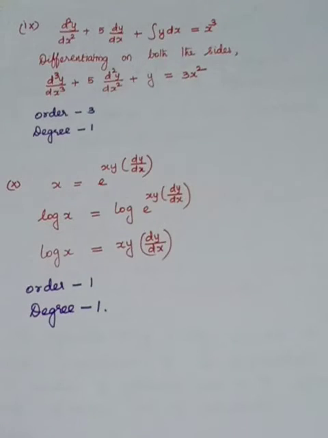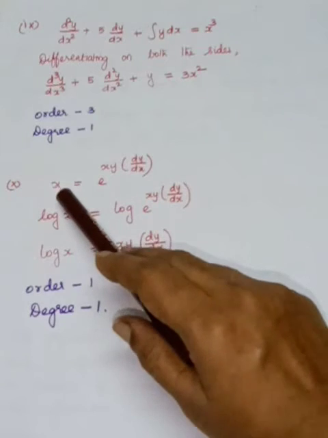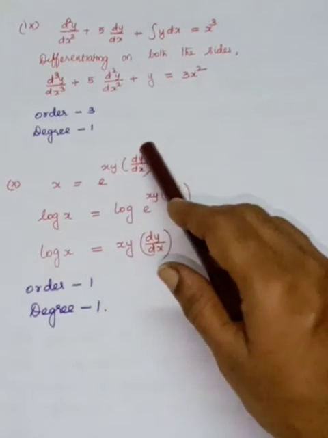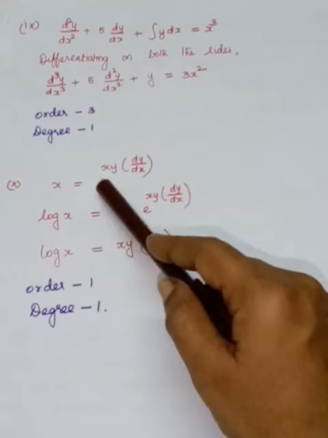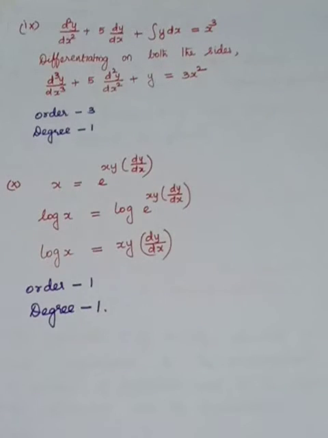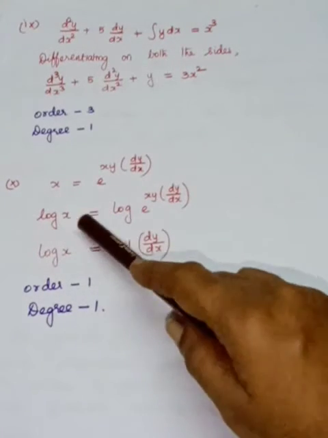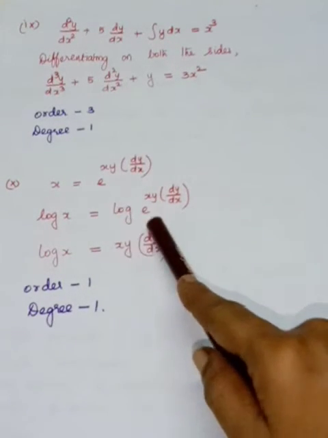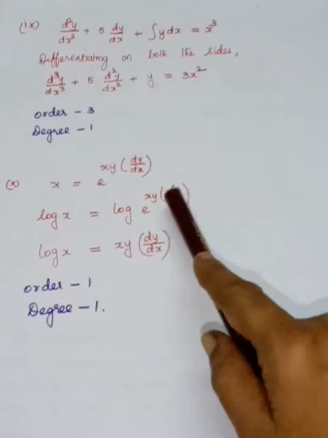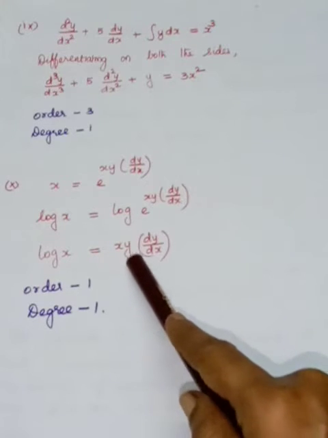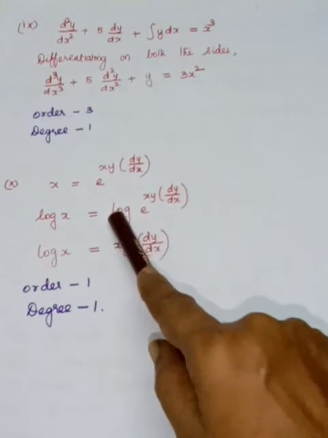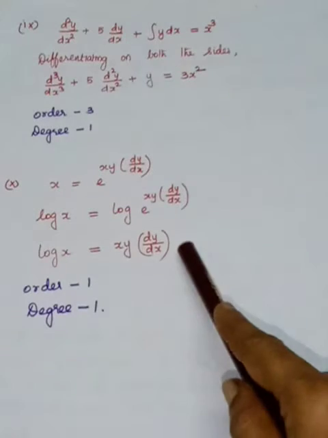And come to the 10th one. 10th subdivision. x is equal to e power xy into dy by dx. So this dy by dx is written in the power of e, that is exponential function. So first what you have to do, you have to remove that. If you apply log on both the sides, you will get log x is equal to log e power xy into dy by dx. So it is in the form of log a power m. So the power will come in the front, xy dy by dx, and logarithmic and exponential, it is getting cancelled. So here you will have 1.